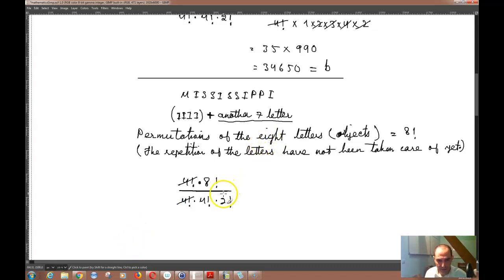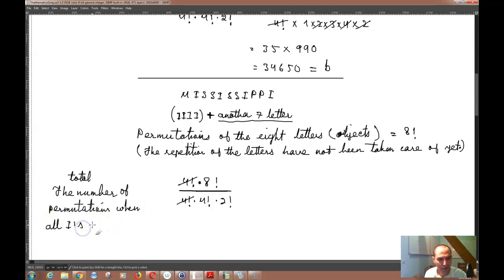And now this fraction that we have here is actually the total number of permutations when all i's come together, taking all the repetitions into consideration. Okay, that is basically this thing over here.